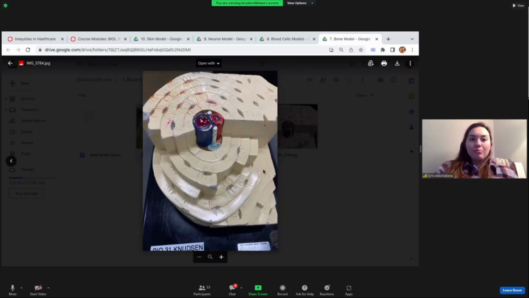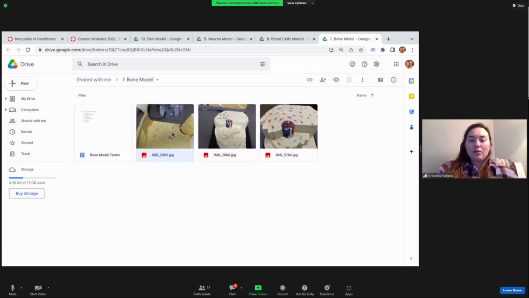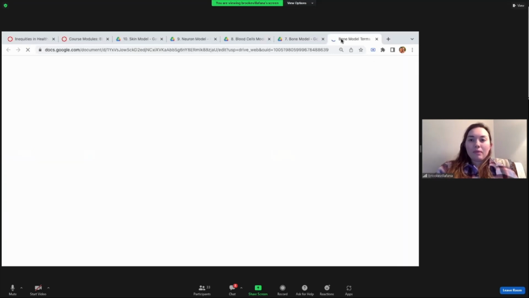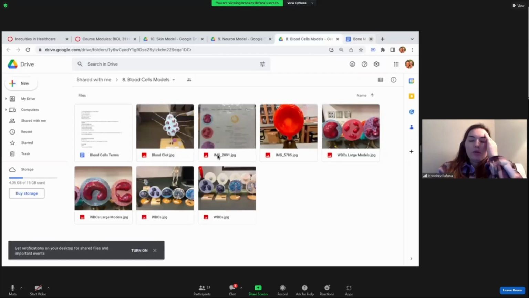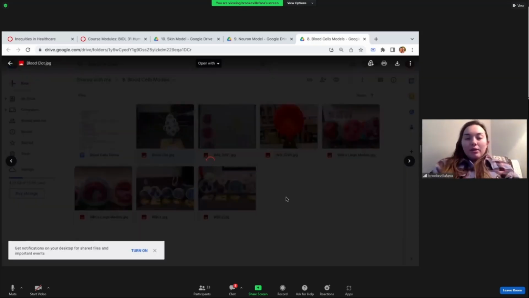All right, so that was bone. So that's everything you needed to know on bone, okay? And then I'm just gonna look at our checklist just in case I forgot something, and then we'll do our blood cell models. So this is your blood clot.